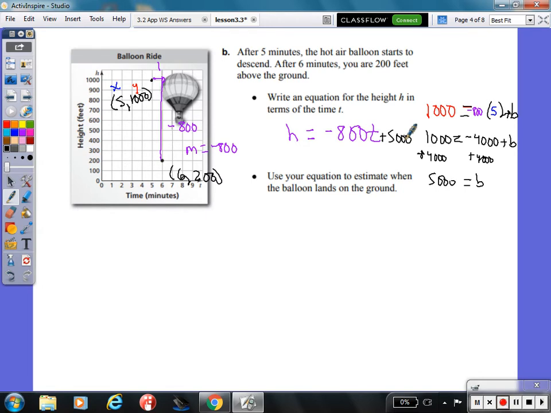Use your equation to estimate when the balloon lands on the ground. Well, if it's on the ground, what is its height? Well, if we're on the ground, we had a problem like that yesterday. The height will be 0. So use that equation. Plug your 0 in for the height and solve for when. That's a time.